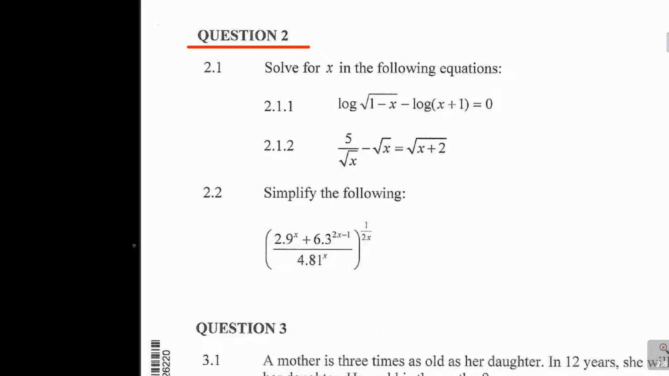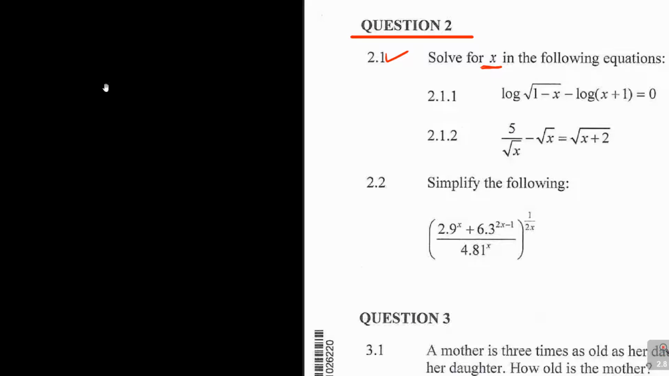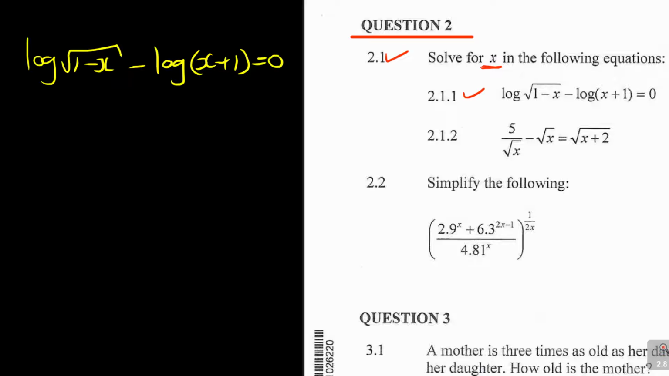2.1, what does it say? Solve for x. So these are equations the following. The good thing with equations is you can always test them. So that's this one now. It says log of the square root of 1 minus x, minus log of x plus 1 is equal to 0.